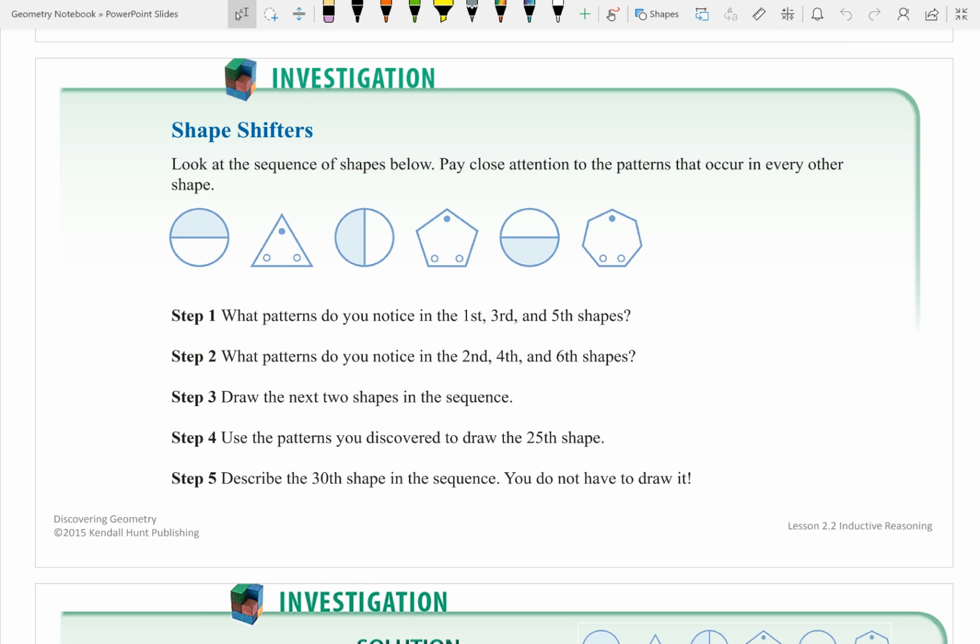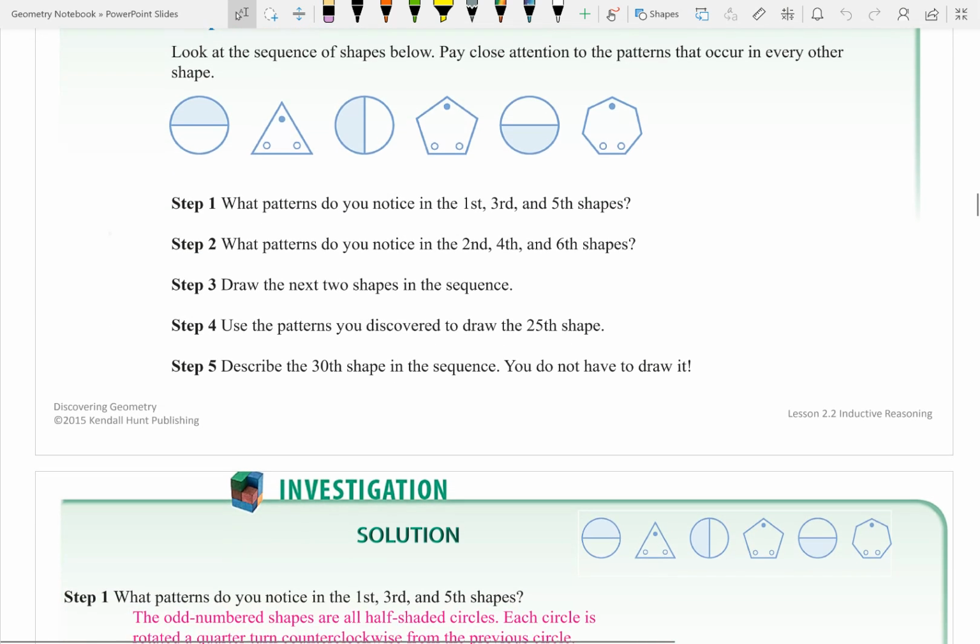Draw the next 2 shapes in the sequence. Use the patterns you discover to draw the 25th shape. Describe the 30th shape in your sequence. You do not have to draw it.